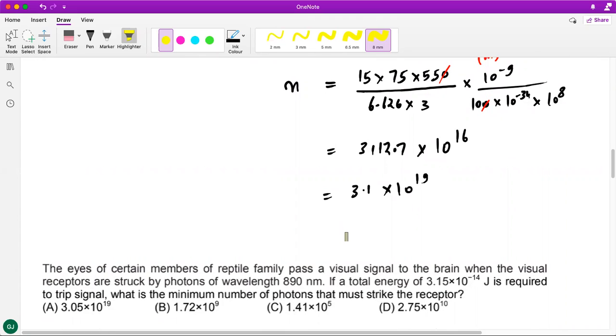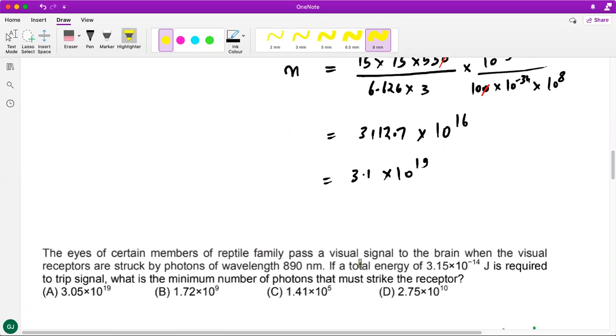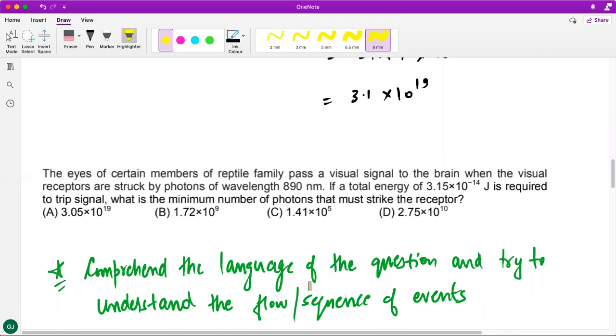Now, if you would have tried to do the question, one of the things that would have been a little uncomfortable to start with is the language of the question, right? There is a certain reptile, the eye, the visual signal, the brain. Whether this is biology or physics or chemistry, we don't understand, but that's okay. What you need to do is understand and comprehend the language and try to create a sequence or a flow of what things are happening, right?